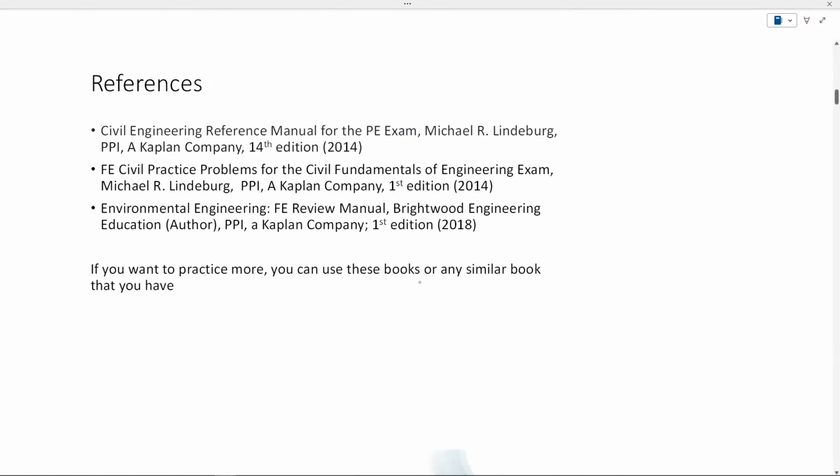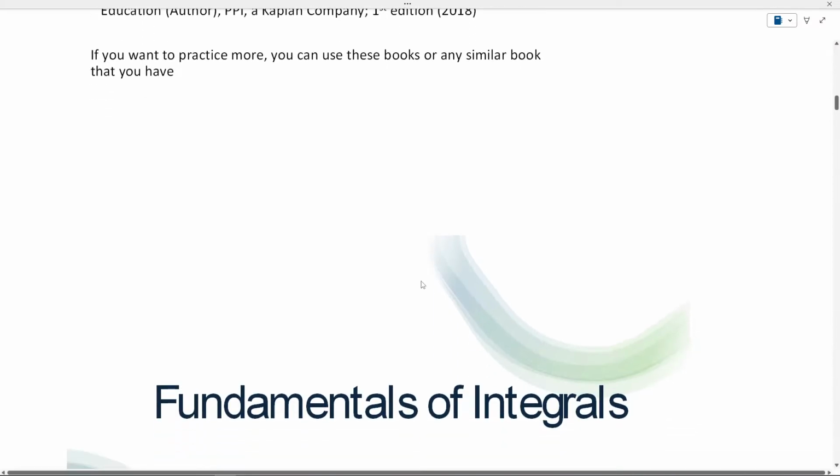These are some books if you want to do additional practice. These are just suggestions. You can use these books or any similar book you have, not necessarily these ones.